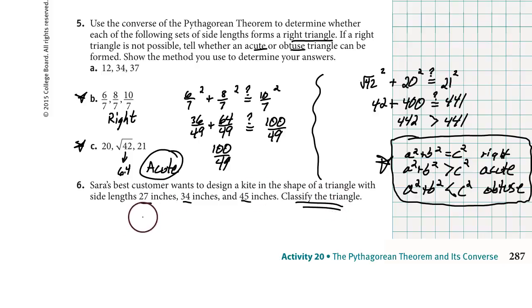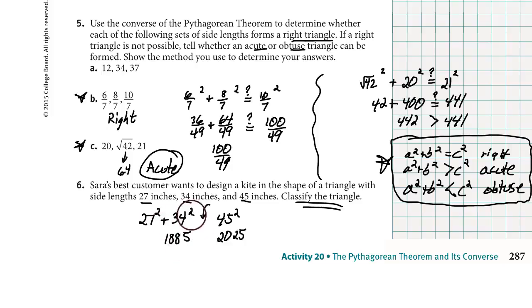To tell, we're going to use the Pythagorean Theorem and go 27 squared plus 34 squared, and then for the largest number, put that in for C, 45 squared, and then figure out what's the relationship between these. Does the left side end up less than the right, equal to the right, or greater than the right? So let's use a calculator, type these in, and find out. I'm going to pause the video for you to answer question 6. You're trying to decide if it's an acute, right, or obtuse triangle.